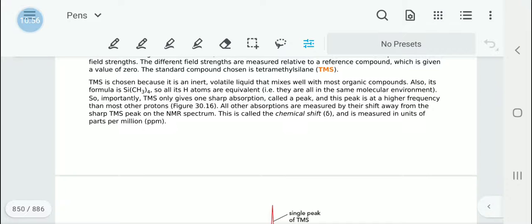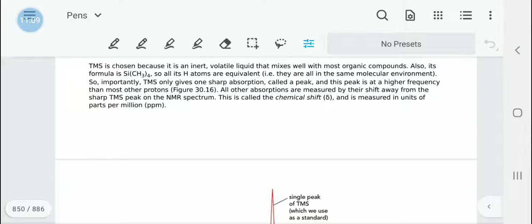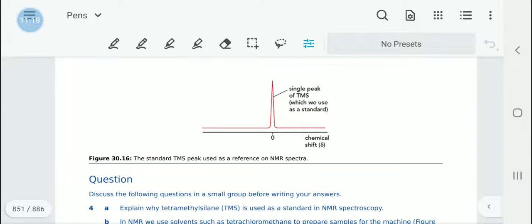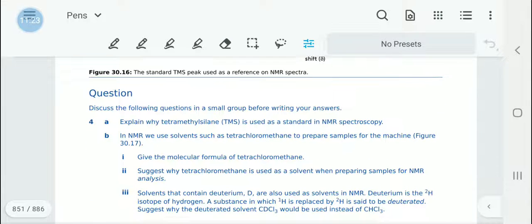Because it has H atoms having the same molecular environment, it would have only one sharp absorption peak and has a higher frequency than most other protons. Please draw this as well, 30.16. After you are done with it, please do question number 4.